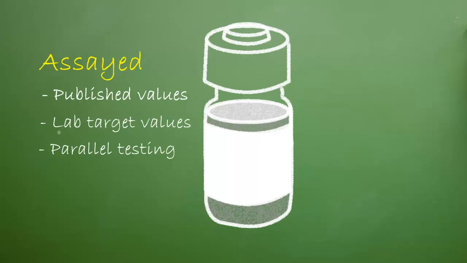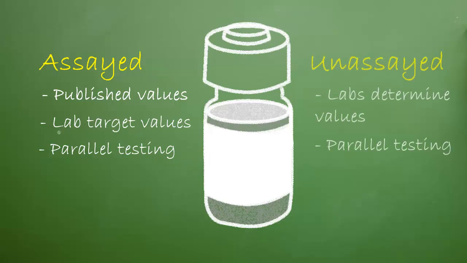Some controls are assayed, meaning that the values are published for all instruments. Assayed controls only give the lab initial target values. They must determine their own values by performing parallel testing on their new and old lots. Unassayed means that the values are not published. Laboratories must also determine their values for unassayed controls by performing parallel testing of new and old lots.